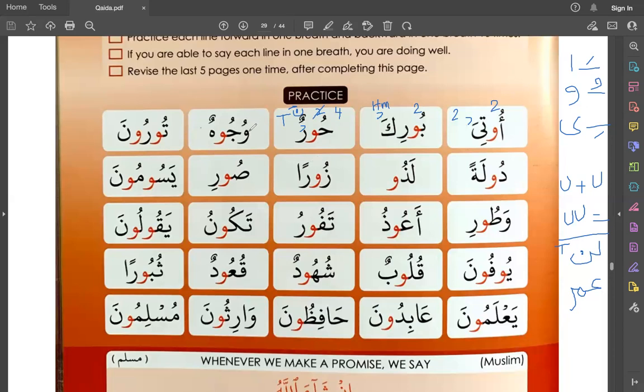Woo, circle your lips very well. For Waw, circle your lips. For dhamma, circle your lips. So you are circling your lips very well, but the sound is short.